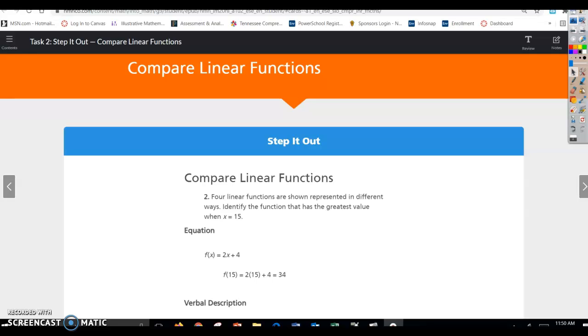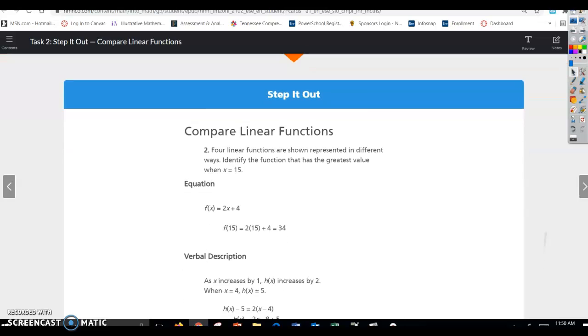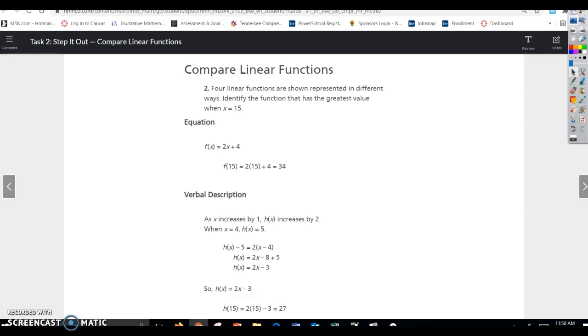This is lesson 5.3, task 2. All right, so we're going to compare linear functions still. So we want to look at different types of representations. So we're going to compare linear functions. 4 linear functions are shown, represented in different ways. Identify the function that has the greatest value when x is 15.